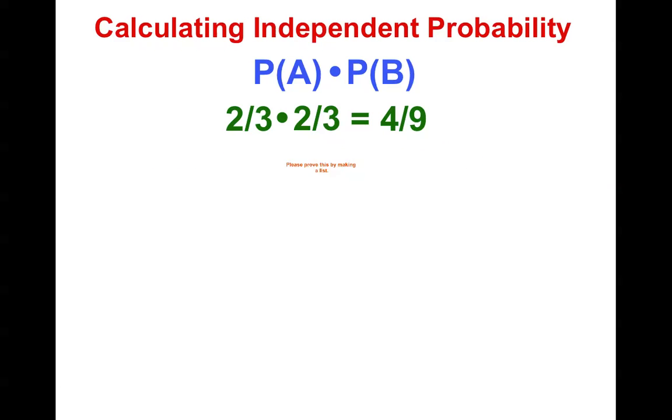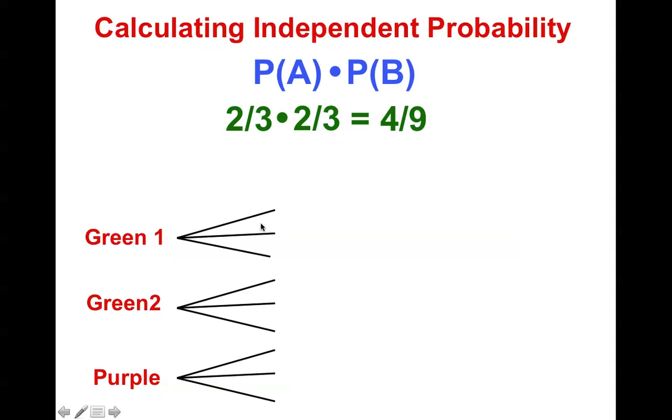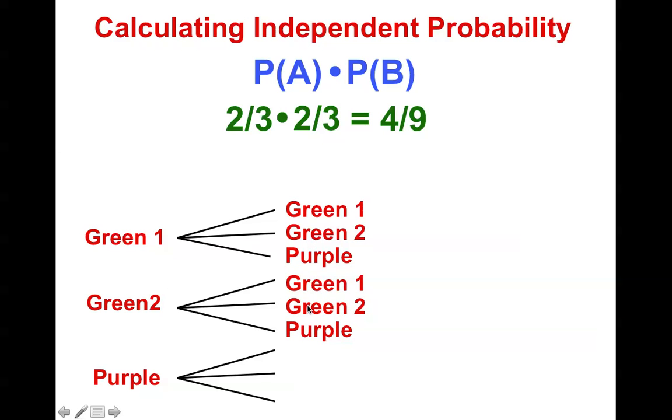We proved this by making a list. These are the choices I had the first time I pulled out: 2 greens and a purple. After I pulled out, say, the first green one, the second time I could have pulled out the green one again, the second green one, or the purple. If I had chosen the second green, I could once again have pulled green 1, green 2, or purple. And if I pulled purple the first time, I'd have a choice of green 1, green 2, and purple the second time. You'll notice this makes 1, 2, 3, 4, 5, 6, 7, 8, 9 possibilities.